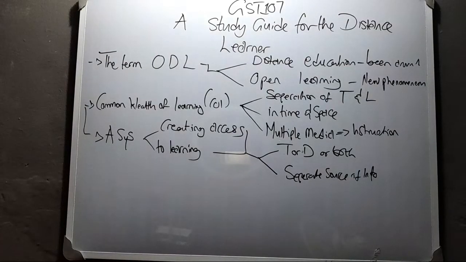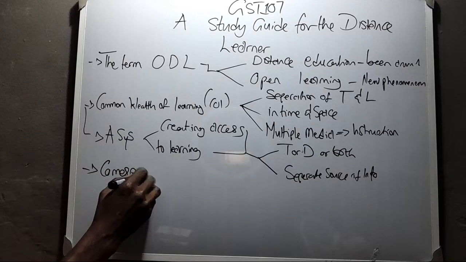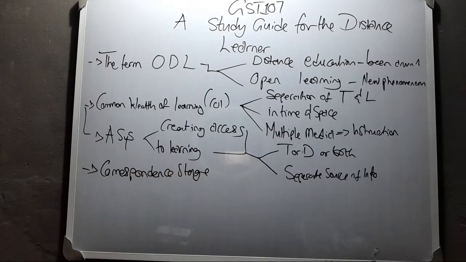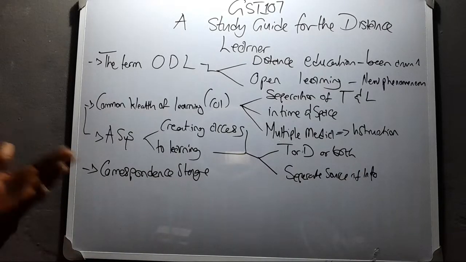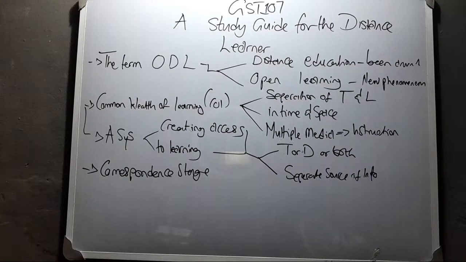Let's take the very first developmental stage: the correspondence stage. This is the first developmental stage we are talking about this evening. The correspondence stage is said to be the earliest appearance of distance education, in the form of correspondence education.